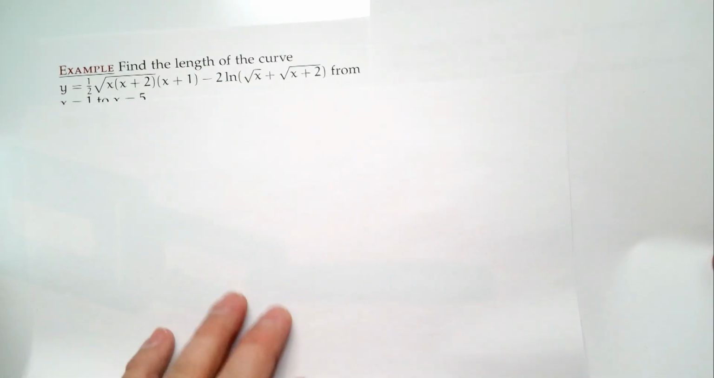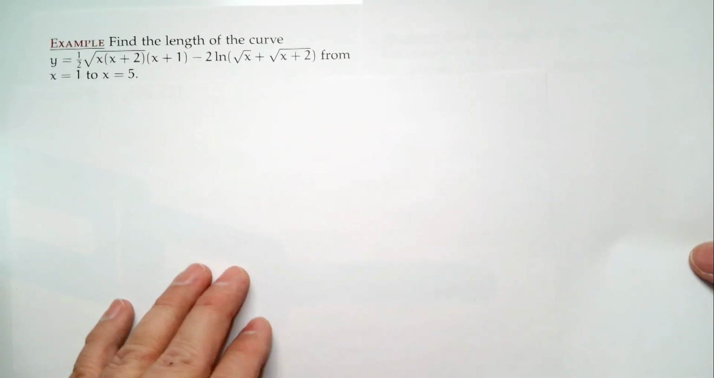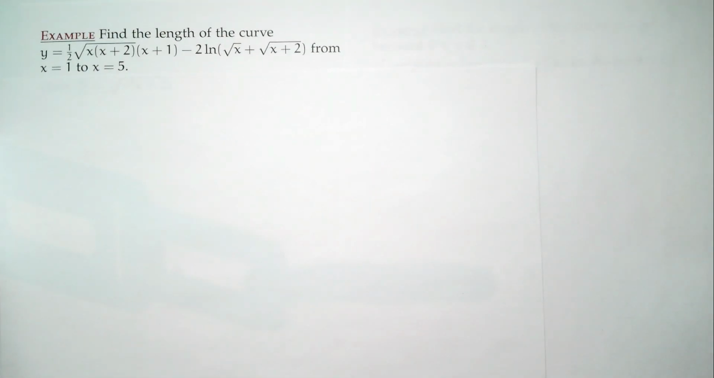Okay. Let's try some more, because we have lots of these. Maybe we can start speeding up. Okay. So, find the length of the curve y equals 1/2 the square root of x times x plus 2 times x plus 1 minus 2 natural log of square root of x plus square root of x plus 2, from x equals 1 to x equals 5.